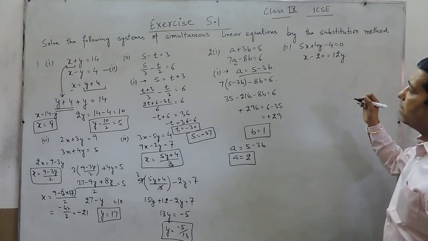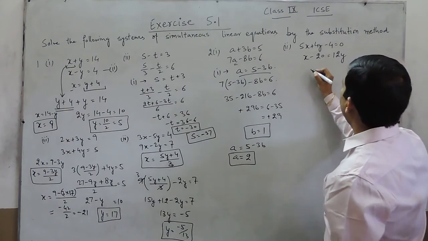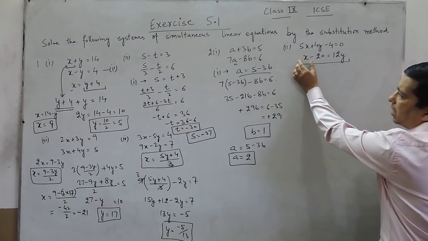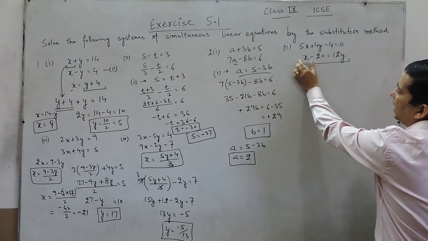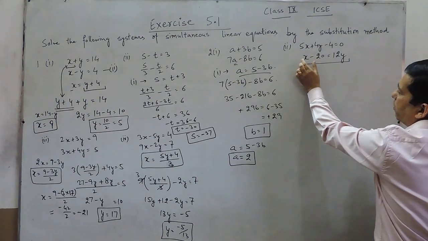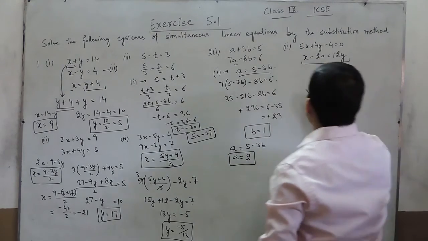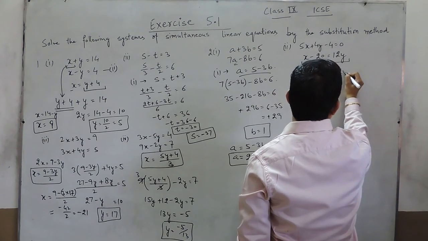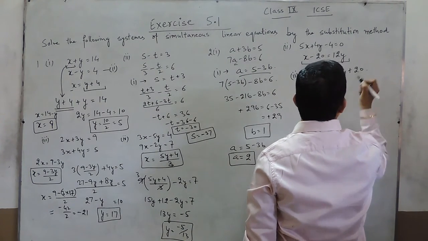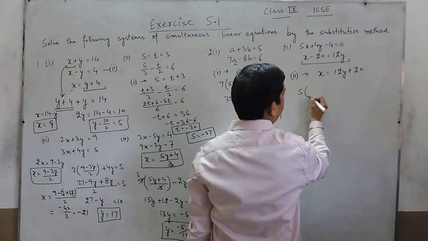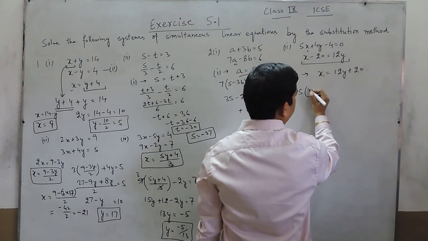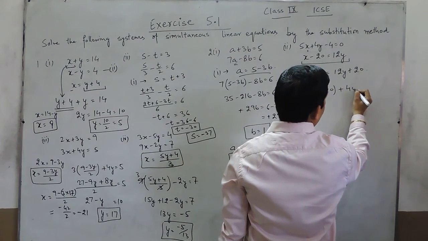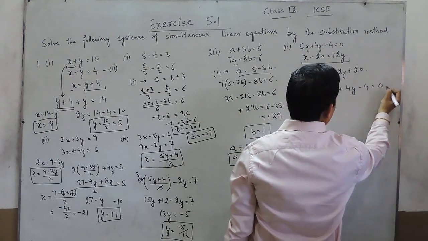If we look at the second part of question number 2, from the second equation. Now, because here there is a term x, it is easy to put the value of x from the second equation to the first equation. So from the second equation we can say the value of x is 12y plus 20. If we put it in the first equation, then 5 multiplied by x, and x is 12y plus 20, plus 4y minus 4 is equal to 0.